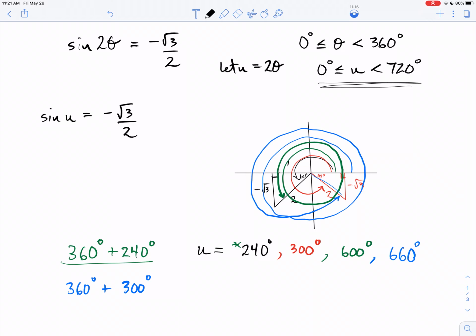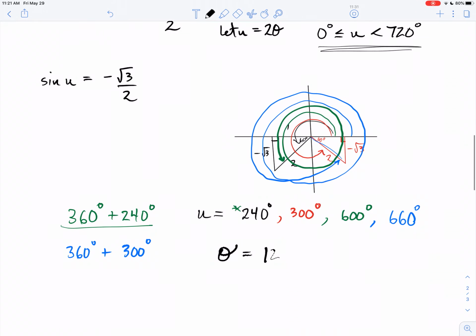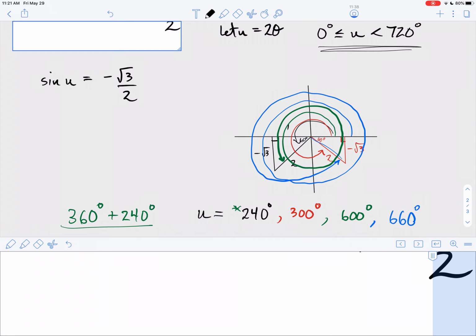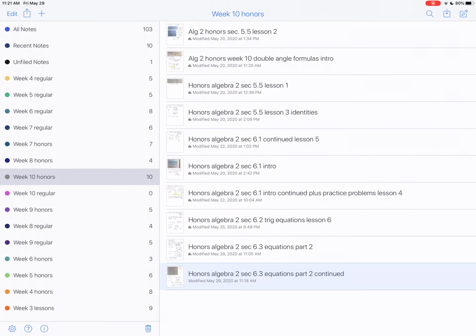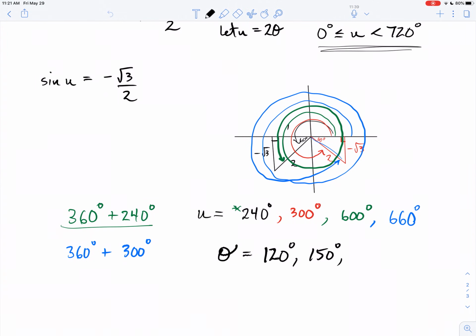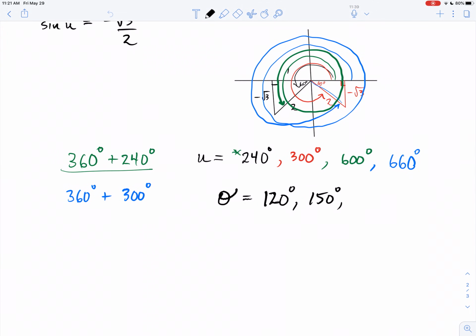So if I multiply everything by a half, which is the same as divide it by 2, I would end up with my answers for theta. My answers for theta would be 120 degrees, 150 degrees, 300 degrees and 330 degrees.